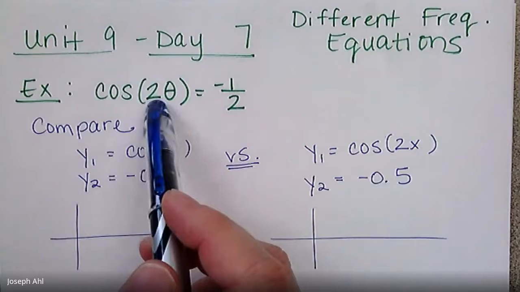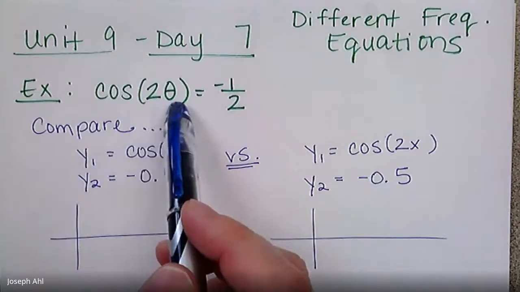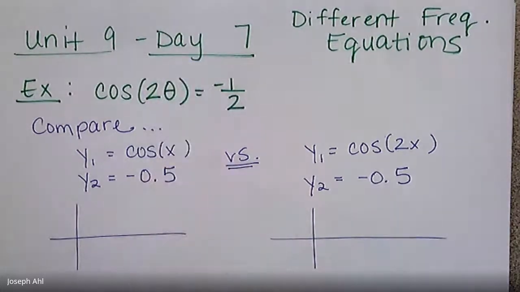And sometimes that will be a higher frequency of theta, like here we're doubling theta, but sometimes it could be a lower frequency. We could look at cosine of half of theta. And the approach is very much the same. No matter what the change in frequency is, we're going to approach the solving algebraically using the same technique.